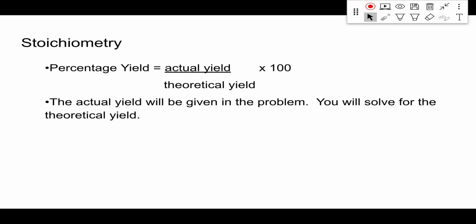Percentage yield is an efficiency calculation in chemistry. We do actual over theoretical times 100. Closer to 100% yield means that we are able to get all of our material back. Further away means that our reaction is not very efficient.